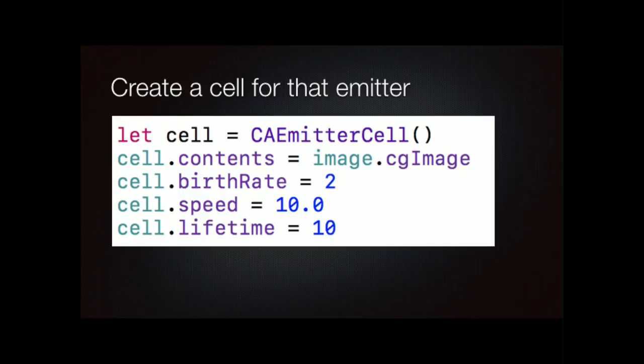And then what an emitter uses to spew out particles are cells. So we're going to create one cell, and that will be the template for the particle system. Its contents will be the CG image of the image that we loaded. And we're going to give it some parameters like a birth rate of 2 and a speed of 10 and a lifetime of about 10 seconds.